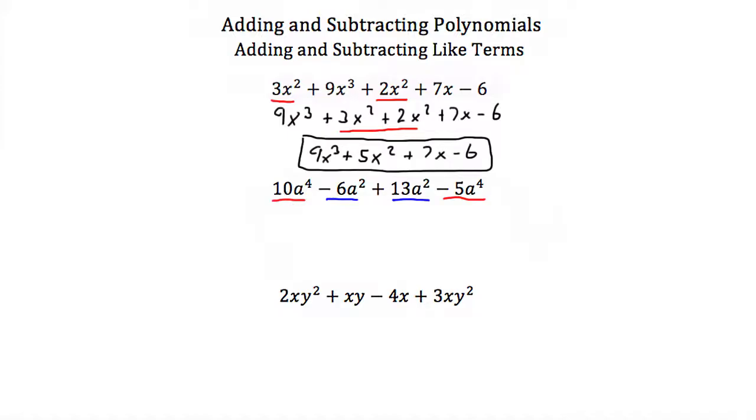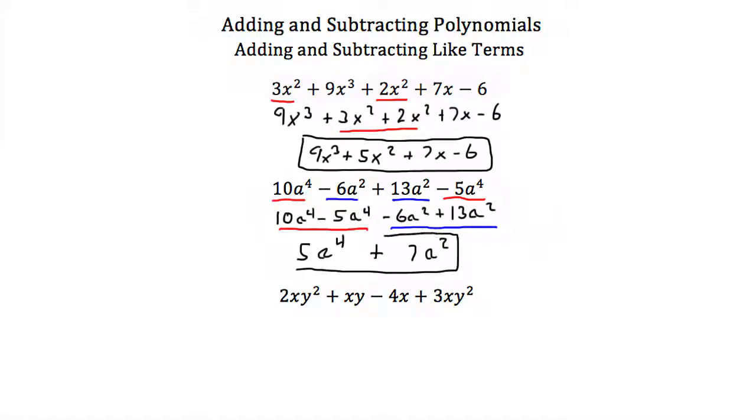So I'm going to write this expression so my like terms are placed together. So we'll have 10a to the fourth minus 5a to the fourth minus 6a squared plus 13a squared. Now to combine my like terms, you just add their coefficients. If I have 10a to the fourths and I subtract 5a to the fourths from that, I end up with 5a to the fourth. And then if I have a negative 6a squared and a 13a squared, well, 13 plus negative 6 is just a 7a squared. So our simplified expression then would be 5a to the fourth plus 7a squared.